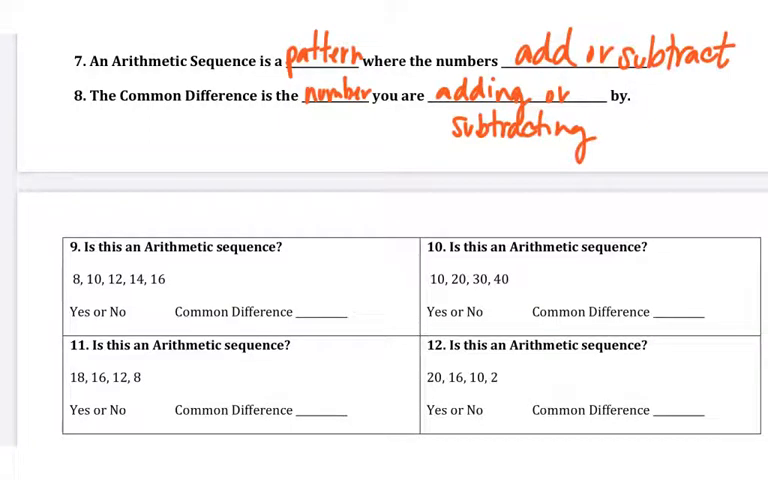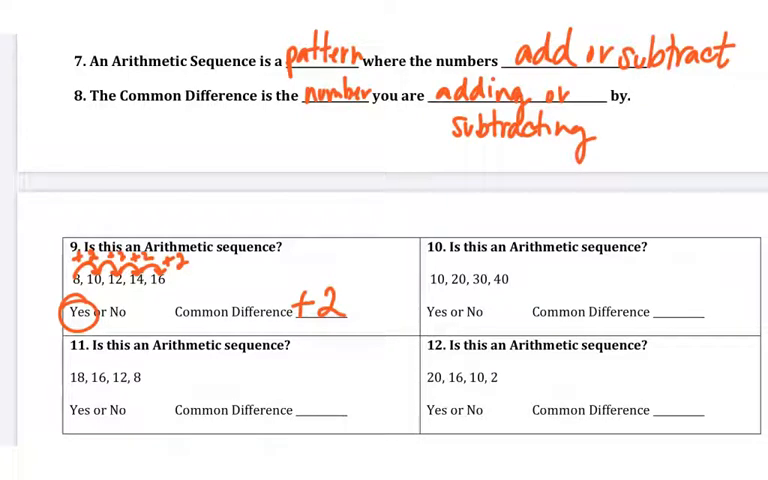So let's look at number 9. It says, is this an arithmetic sequence? Let's check. To get from an 8 to a 10, we add 2. 10 to 12, add 2. 12 to 14, add 2. 14 to 16, add 2. So yes, this is a sequence because we are adding 2 to every number. So that's my common difference.